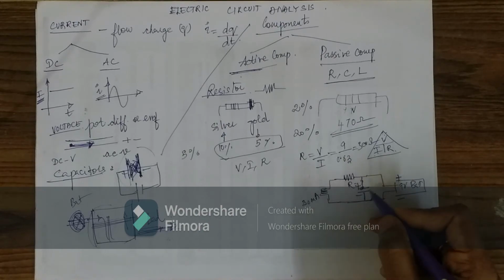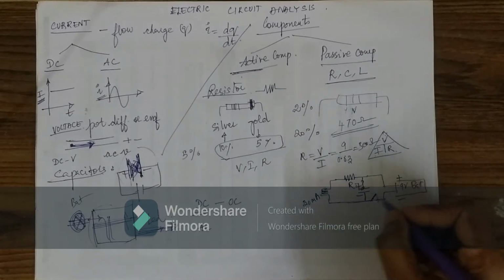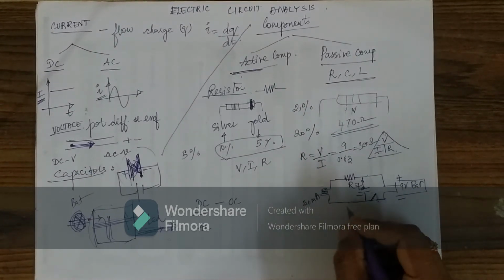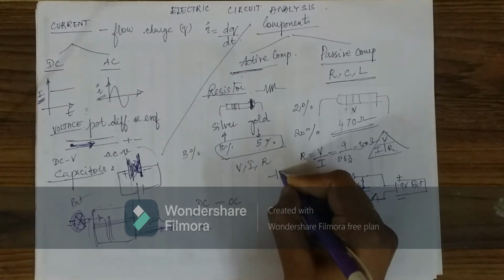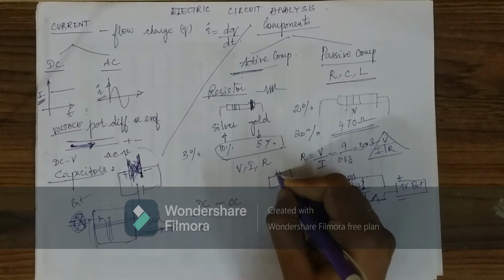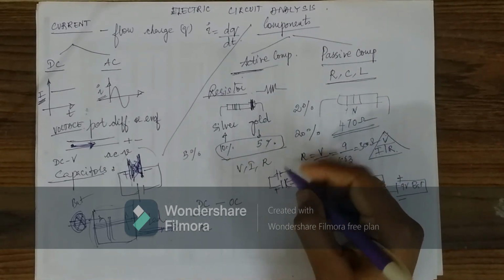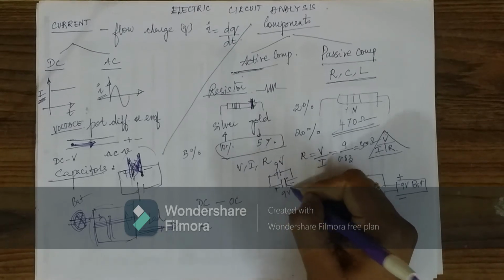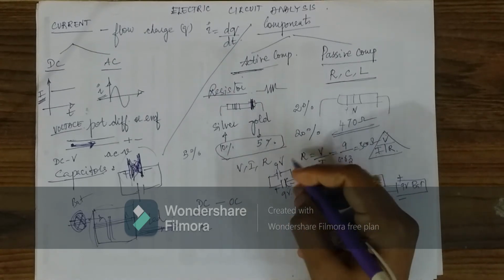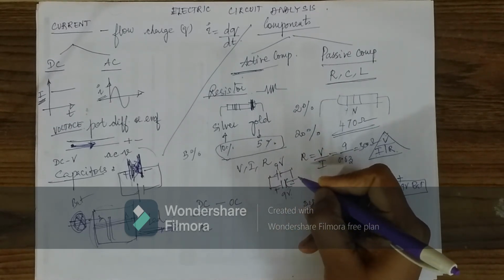So, open circuit. Why? See, if we connect a battery to a capacitor, because of the positive terminal, it will get charged plus and minus. Once it gets charged, the potential across this and this will remain the same. So there is no potential difference across these two points. Current will flow only when there is a potential difference across two points. The current will flow from higher potential to lower potential.